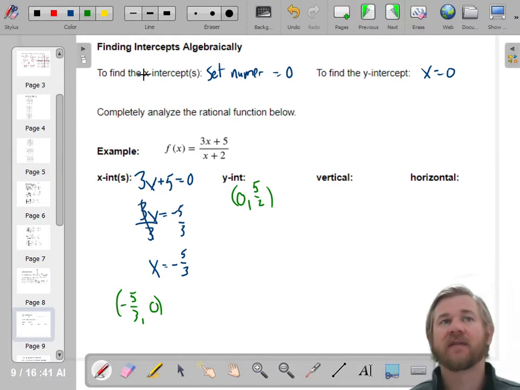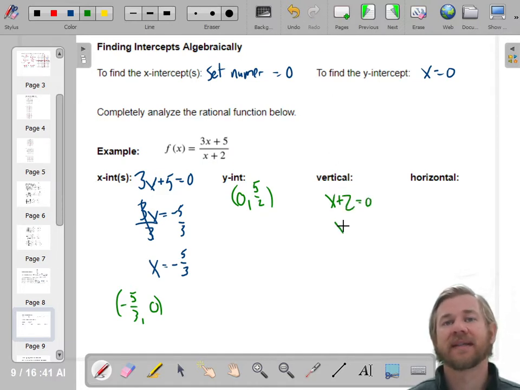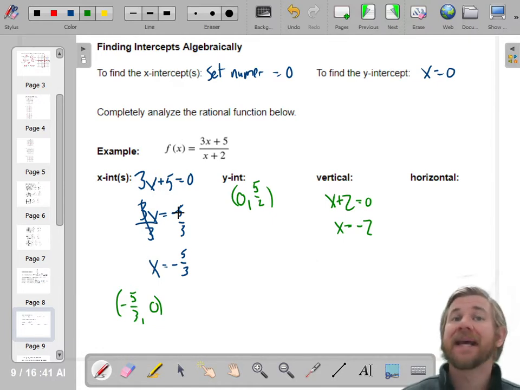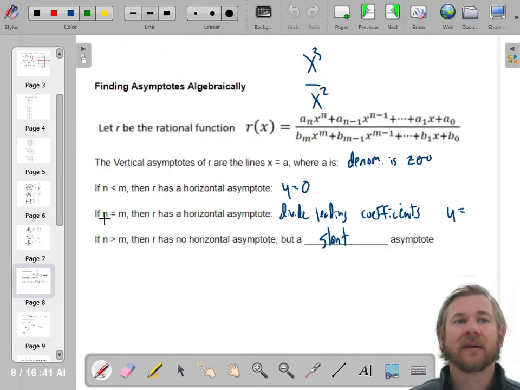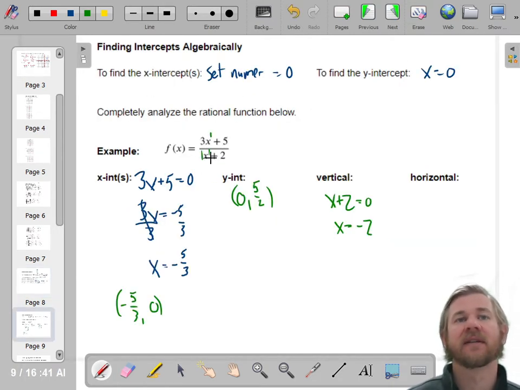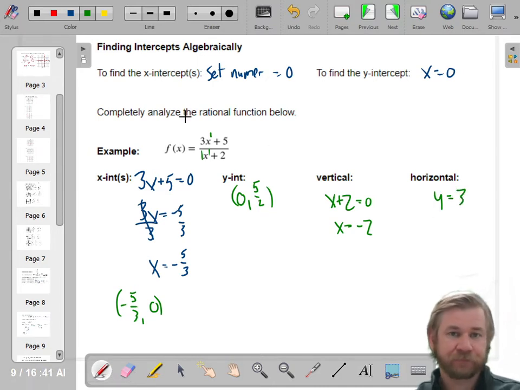Vertical asymptote. To find the vertical asymptote, you set the denominator equal to 0. So when does x plus 2 equal 0? That's at x equals negative 2. So there's your vertical asymptote. And now horizontal, you have to think about the case. This is both degree 1, x to the first and x to the first. When they have the same degree, you divide their leading coefficients. So in this problem, we do 3 divided by 1. The horizontal asymptote is y equals 3.